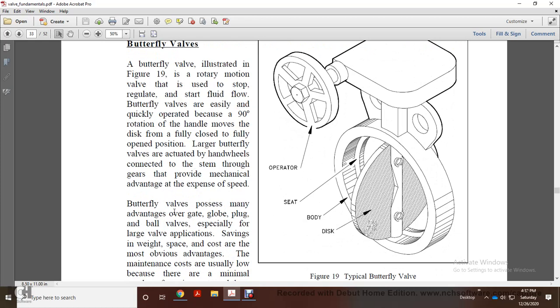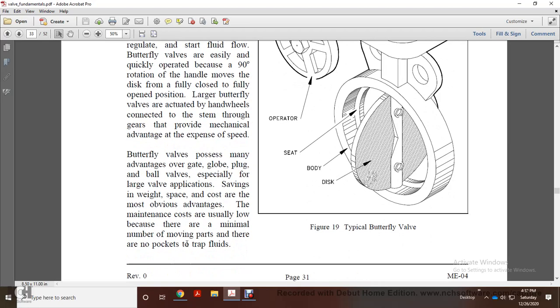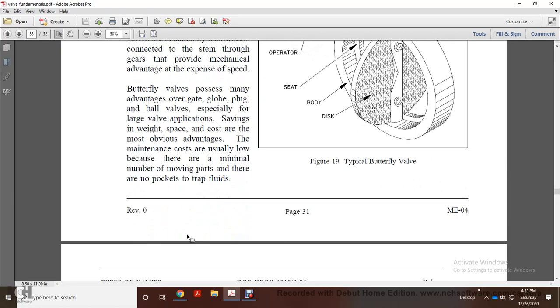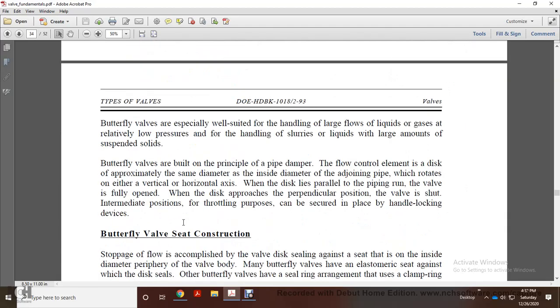Butterfly valves possess many advantages over gate, globe, plug, and ball valves, especially for large valve applications. Savings in weight, space, and cost are the most obvious advantages. Maintenance costs are usually low because there are a minimal number of moving parts and no pockets to trap fluids. Butterfly valves are especially well suited for handling large flows of liquids and gases at relatively low pressure, and for handling slurry liquids with large amounts of suspended solids.